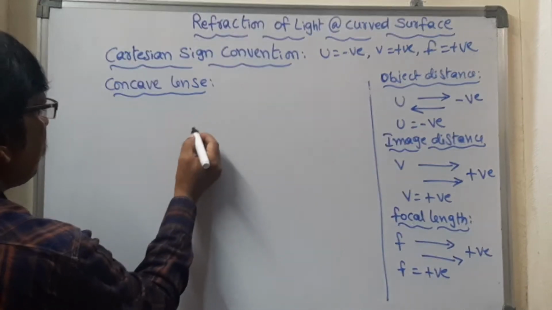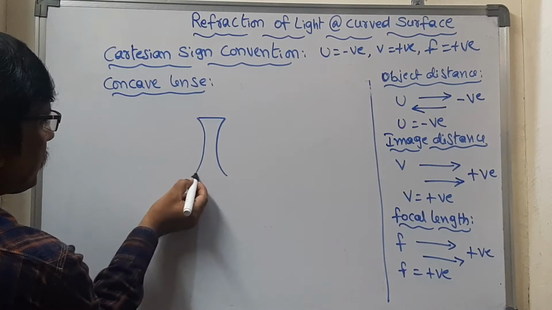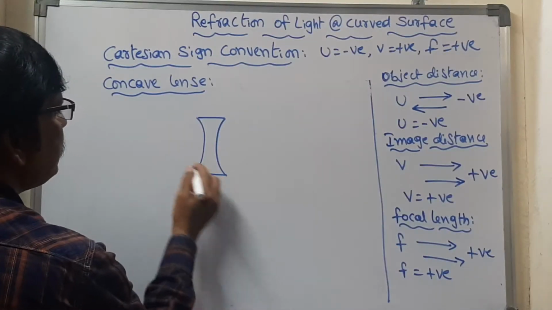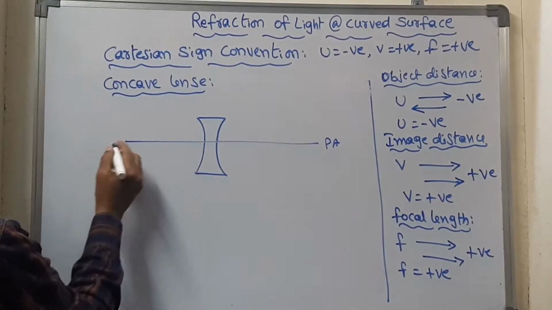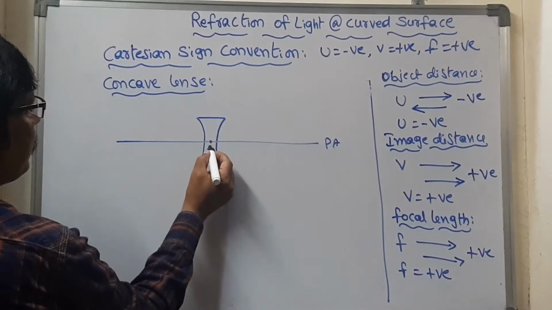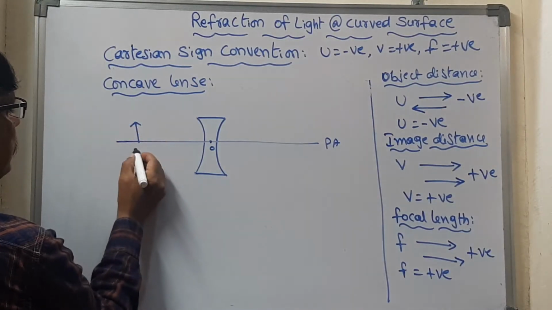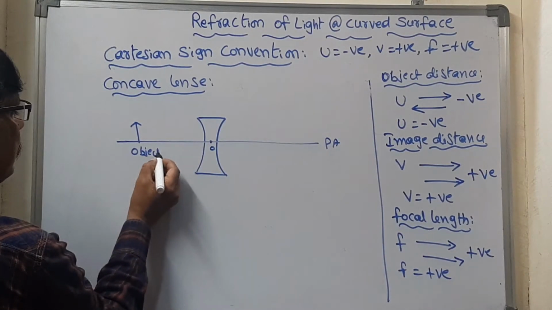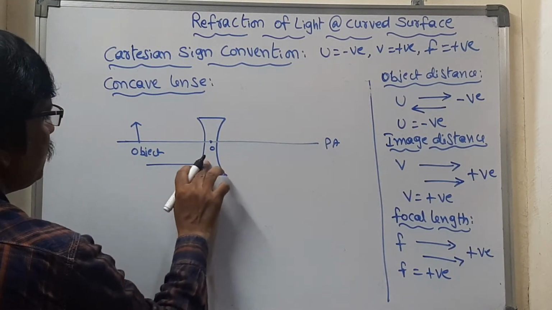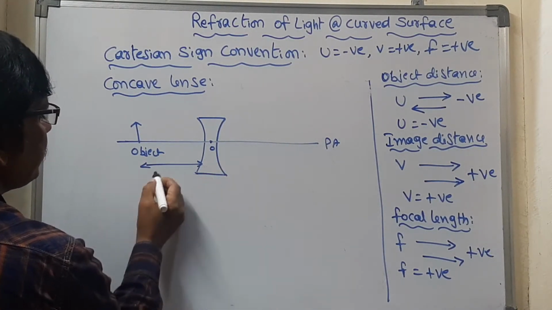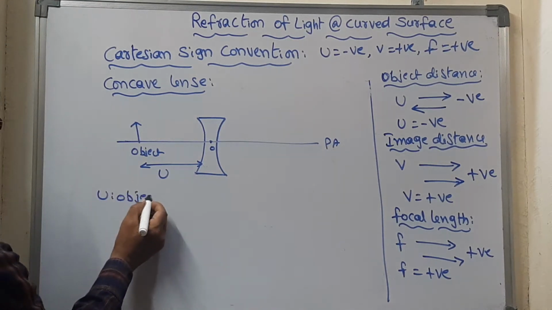So how is the concave lens? Generally we know that this is a concave lens. And this one also has a principal axis. Here imagine that this is the optic center O, and here one object is placed. This is an object. The distance between these two we call the object distance, U. U is again object distance.